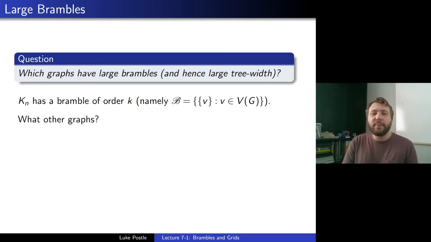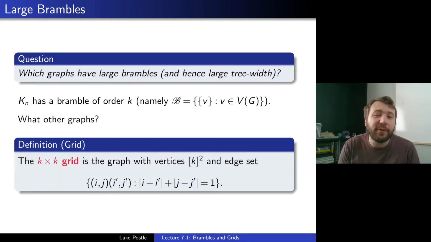All right, but are there other graphs? What other graphs have large brambles? Is it really just complete graphs, things like that, high density graphs? Turns out the answer is no. There's a really nice canonical set of graphs that have large brambles, and as we'll see in a bit, they're really the main reason a graph would have large brambles, so not have low tree width. So what are these graphs? These magical graphs are grids.